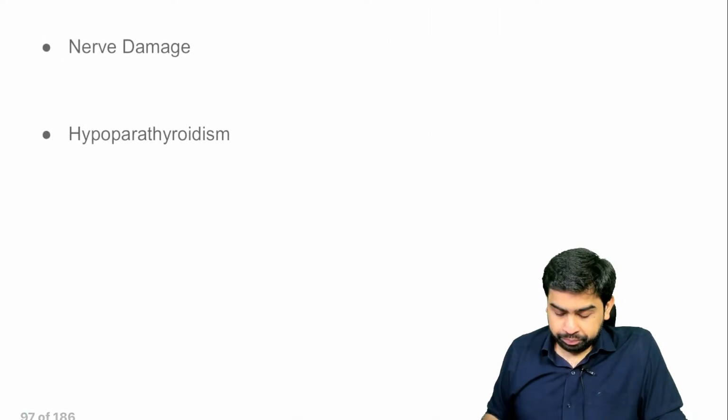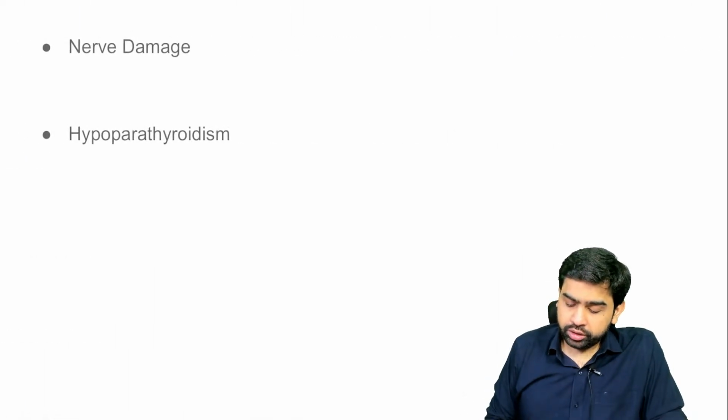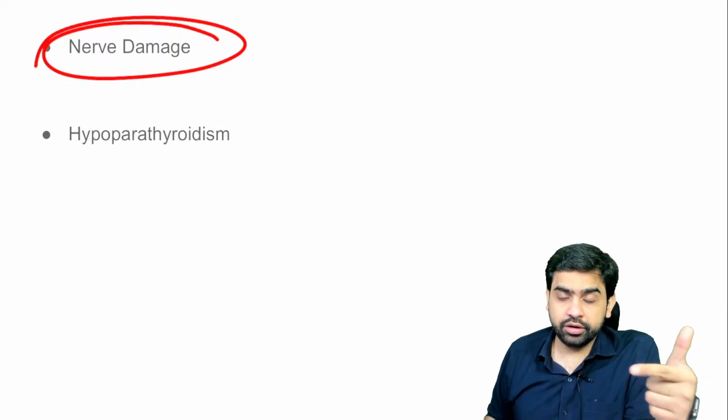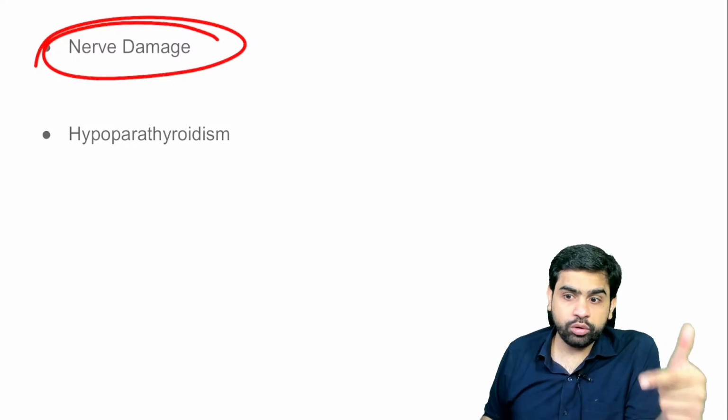Now, nerve damage. If we talk about nerve damage, what is the most common nerve which is injured in the thyroidectomy? Can you please help me with this? Very, very important. Recurrent laryngeal nerve or the external laryngeal nerve, which is the most common nerve injured in the thyroidectomy?